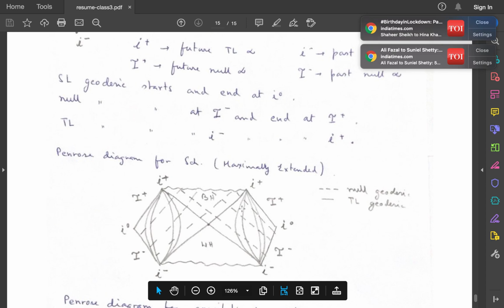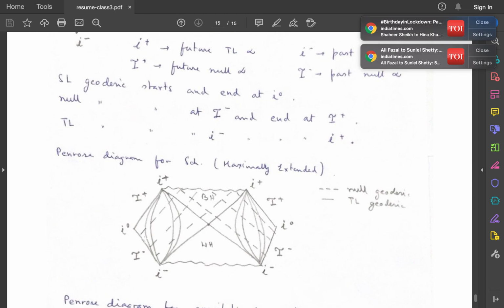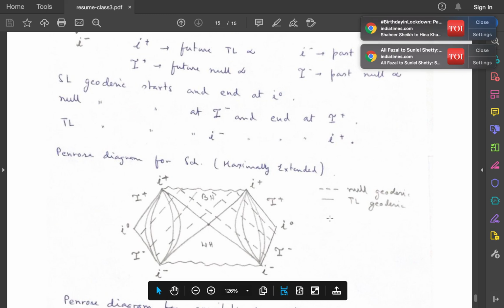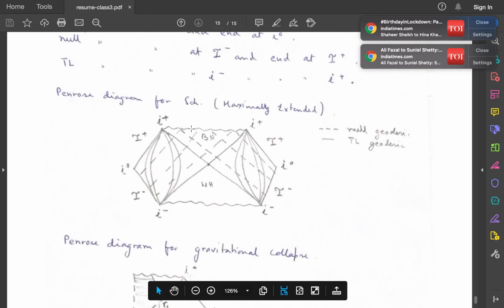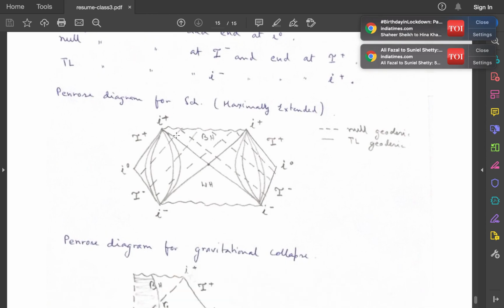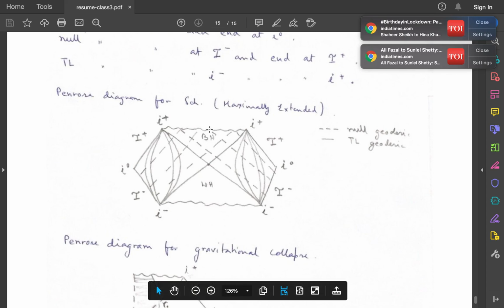These are the null geodesics, the straight lines. They will start from here and always end up at scri plus. Sorry, they can always start from here and always end in a black hole. There is no other way to go. And these are the timelike geodesics; they have to start at I minus and end at I plus. So this is the Penrose diagram of a Schwarzschild metric. Your homework is finding all the transformation laws. Do it; it's really fun.